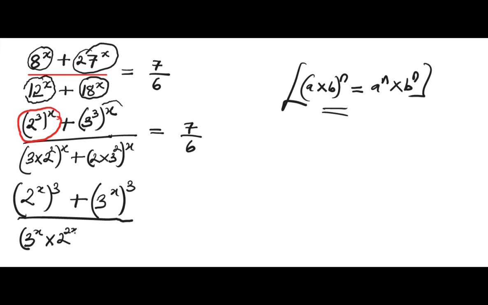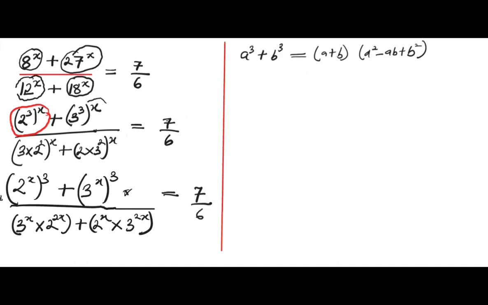Plus 2 raised to the power of x times 3 raised to the power of 2 times x. Okay, applying this principle, right? And this is equal to 7 over 6.